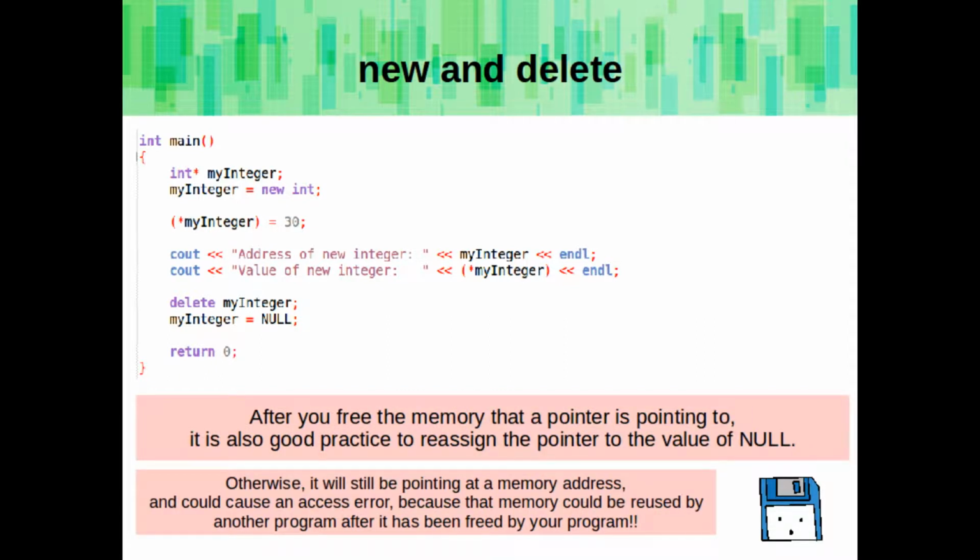Secondly, after you free the memory that a pointer is pointing to, it is also good practice to reassign the pointer to the value of null. Otherwise, it will still be pointing at a memory address, and it could cause an access error, because that memory address could be reused by another program after it has been freed by your program.